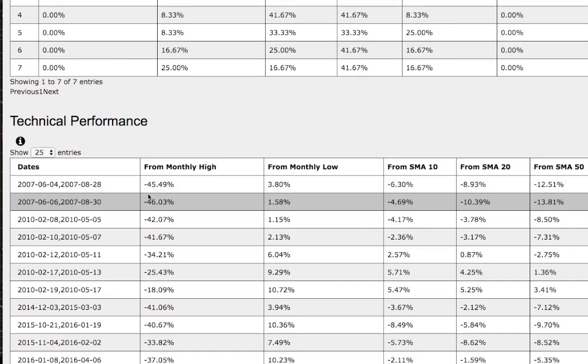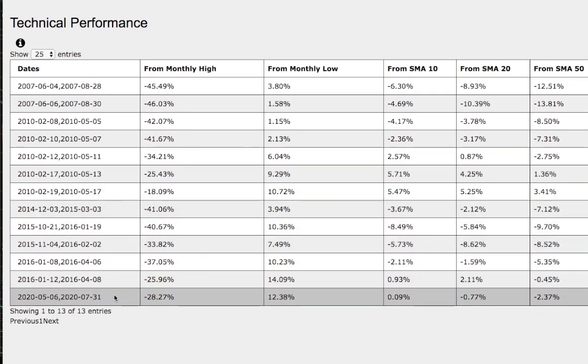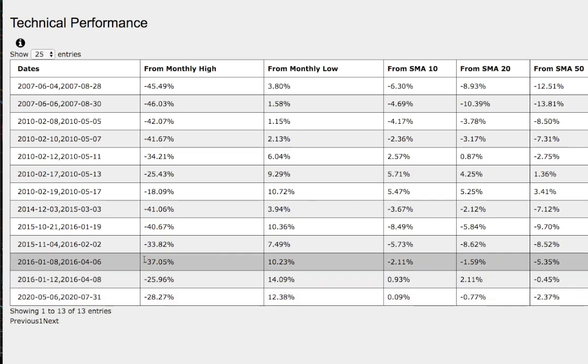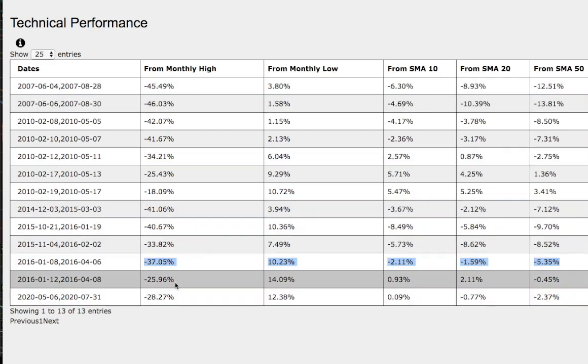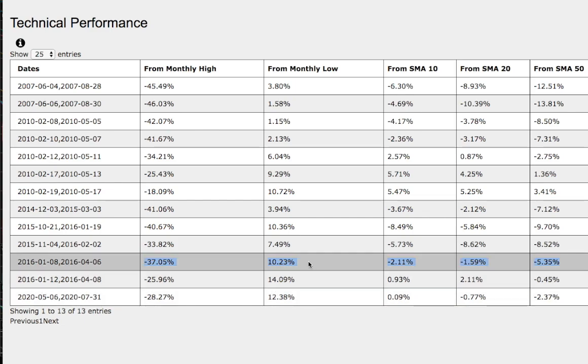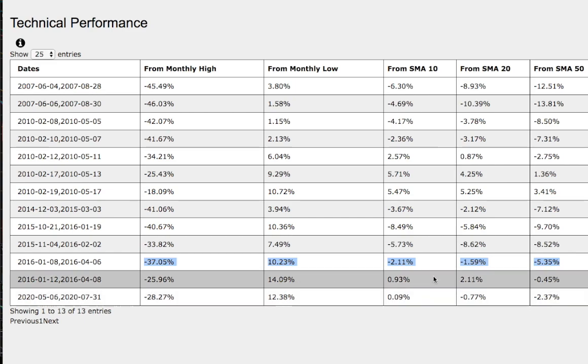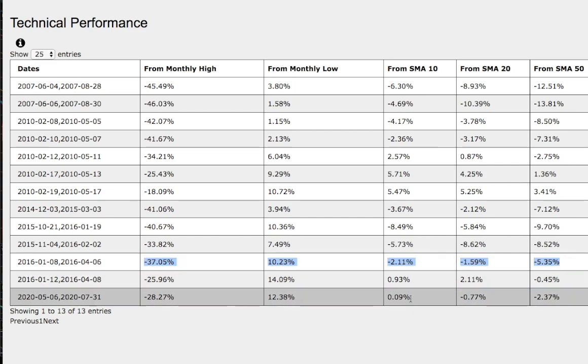So now let's examine more closely the technical performance of each trend, the current trend we have here and the trend that we just examined. Based on monthly high, back then it was 37% for a monthly high. Compare that to the current trend of 28%. Back then it was up 10%. Compare that to 12% now. Back then it was down 2% from the 10 simple moving average. Compare that to now 9 basis points up.